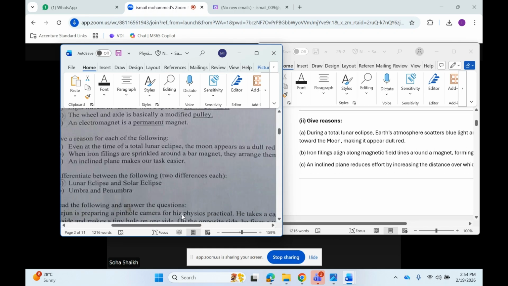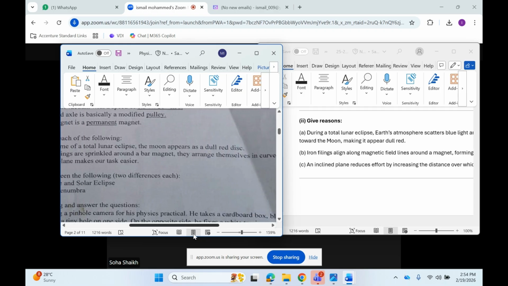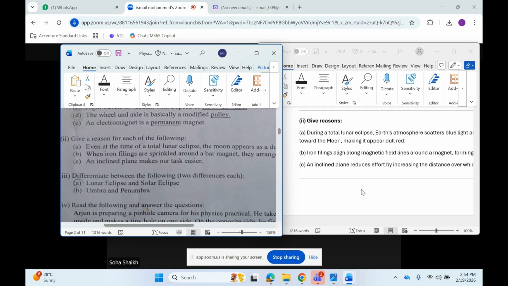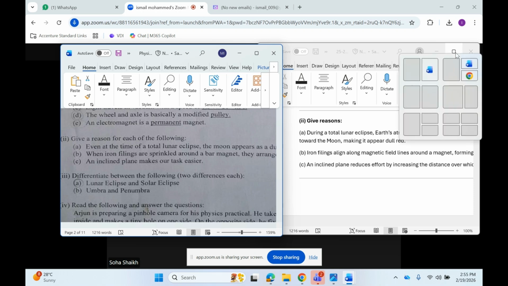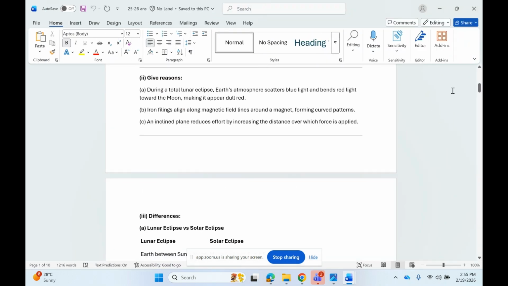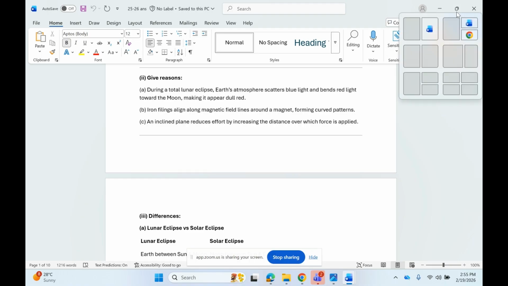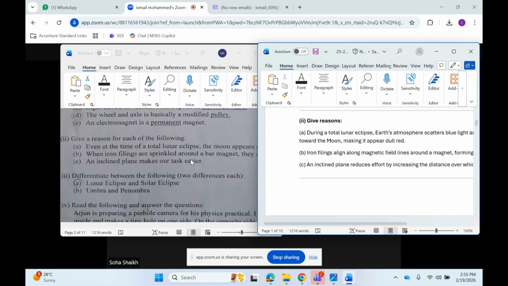Give reasons. Even at the time of lunar eclipse, the moon appears as a dull red disk. Why? During a total lunar eclipse, Earth's atmosphere scatters blue light and bends red light towards the moon, making it appear dull red. So that is the answer. You have to remember this answer.